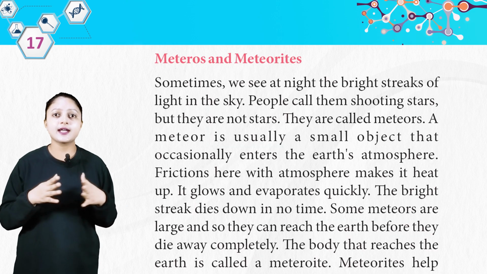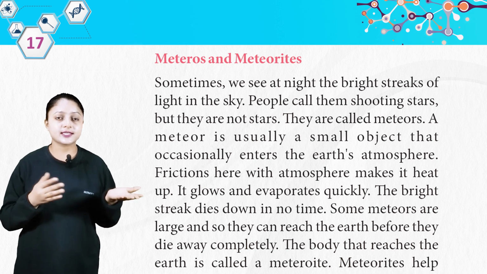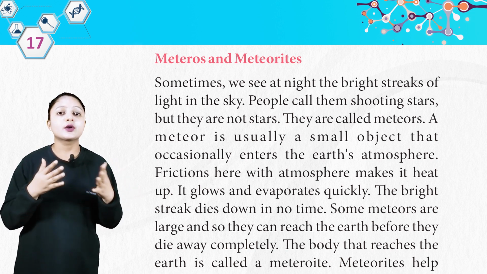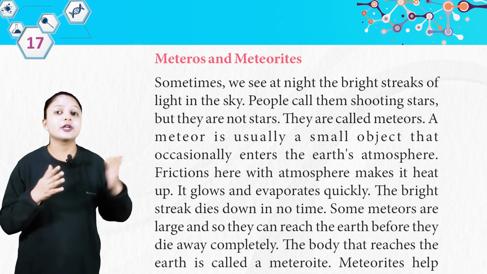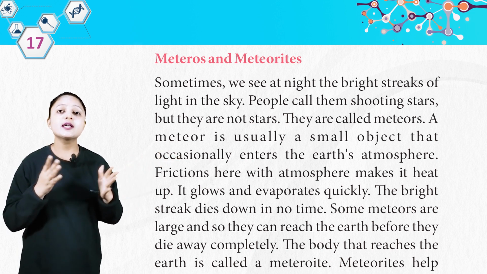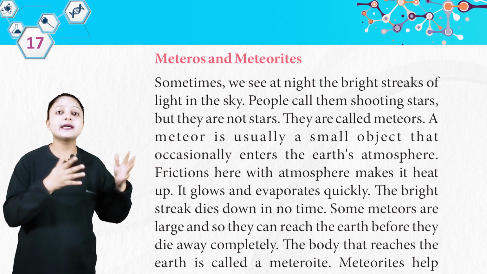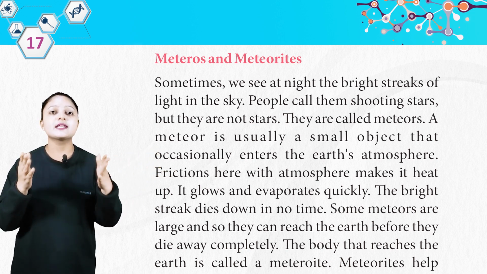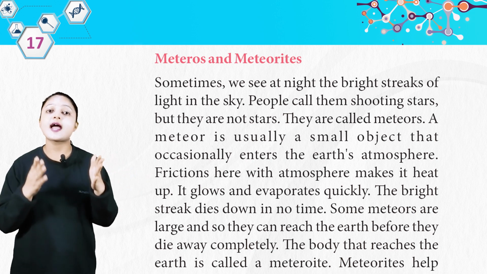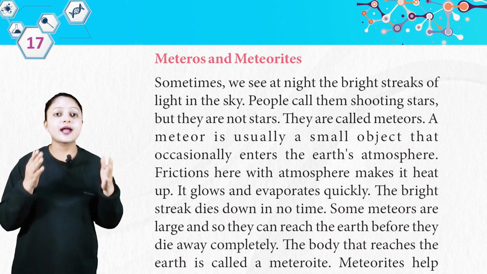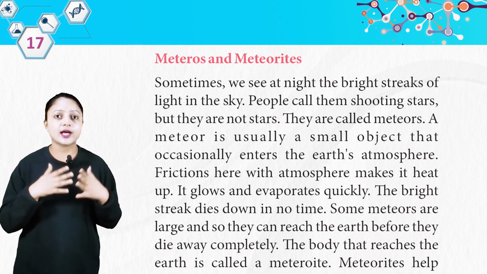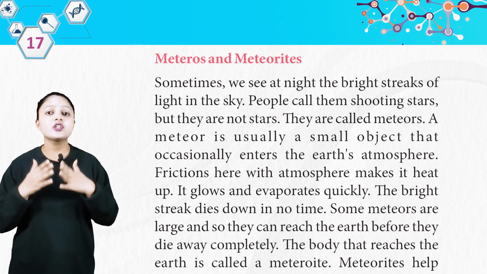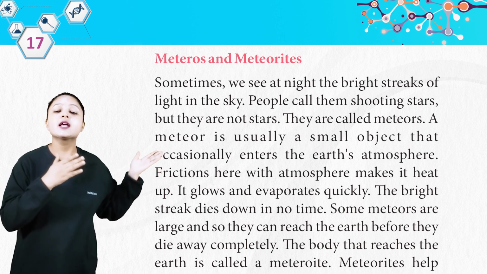Sometimes we see at night bright streaks of light in the sky. People call them shooting stars, but they are not stars. They are called meteors. A meteor is usually a small object that occasionally enters the Earth's atmosphere. Friction with the atmosphere makes it heat up. It glows and evaporates quickly. The bright streak dies down in no time. Some meteors are large and so they can reach the Earth before they die away completely.